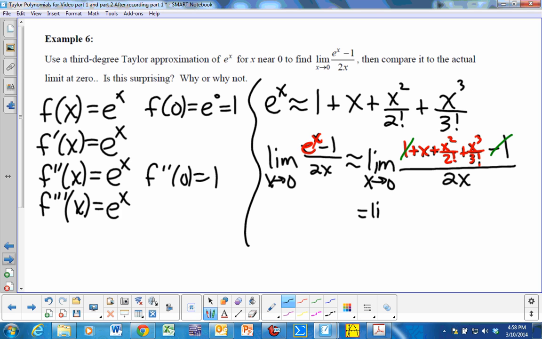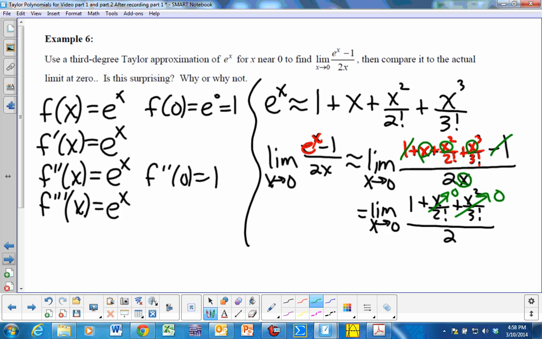So that means this is the same as the limit as x goes to 0 of 1 plus x over 2 factorial plus x squared over 3 factorial, all of that divided by 2, because I simply took an x out of everybody. All of them had an x, so I took one x out. Now when I do that limit, as x goes to 0, if x is going to 0, then that goes to 0, that goes to 0. So I'm left with a half. So my answer to this is 1/2.